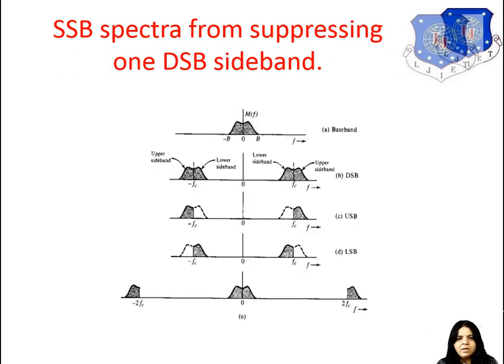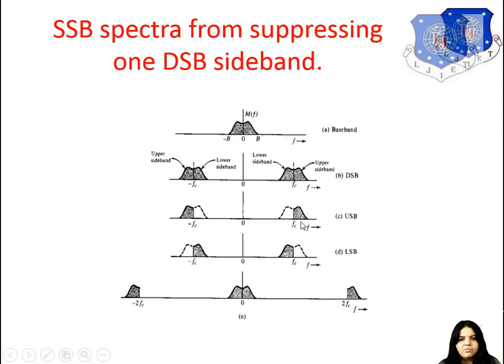Again, it is the diagram of the SSB spectra for suppressing one DSB sideband. This is the baseband signal. Now all of you are aware of what the baseband signal is? The baseband signal is M(f), the Fourier transform of m(t). By converting that into the frequency domain, we can have the spectra of the signal. Again, it consists of both the upper sideband and the lower sideband.